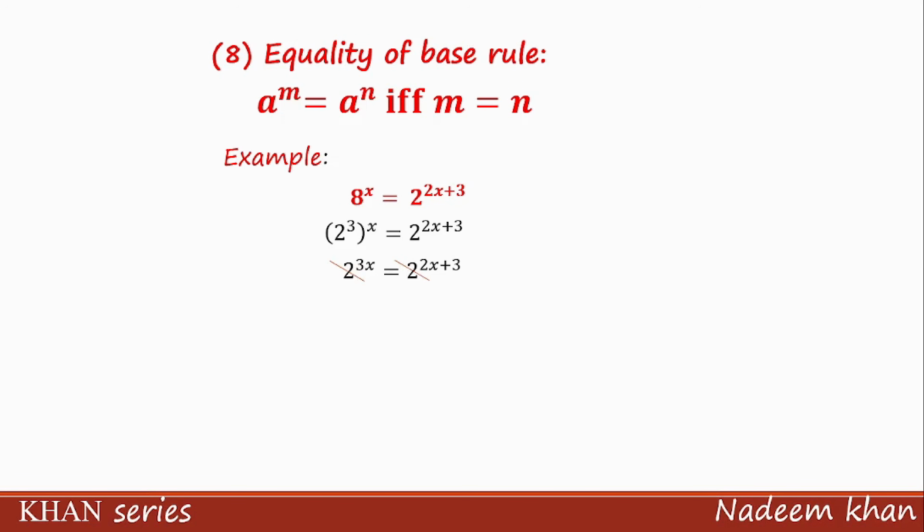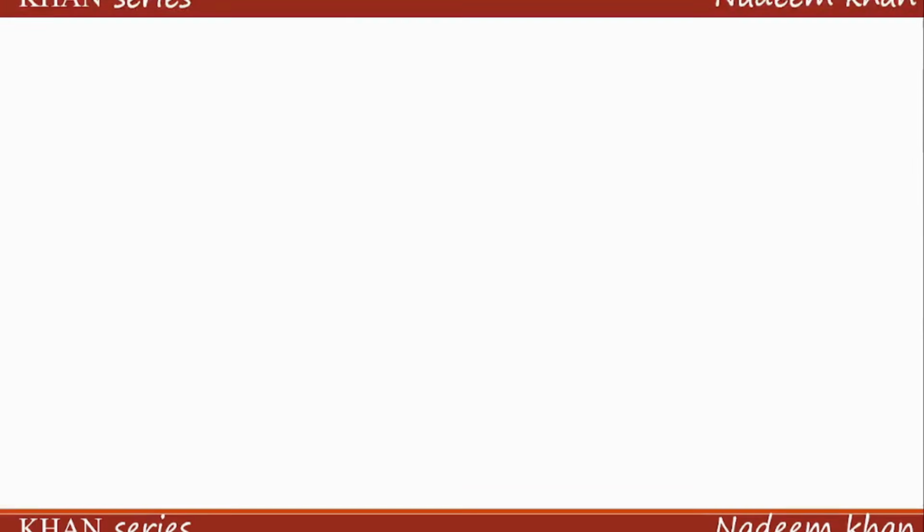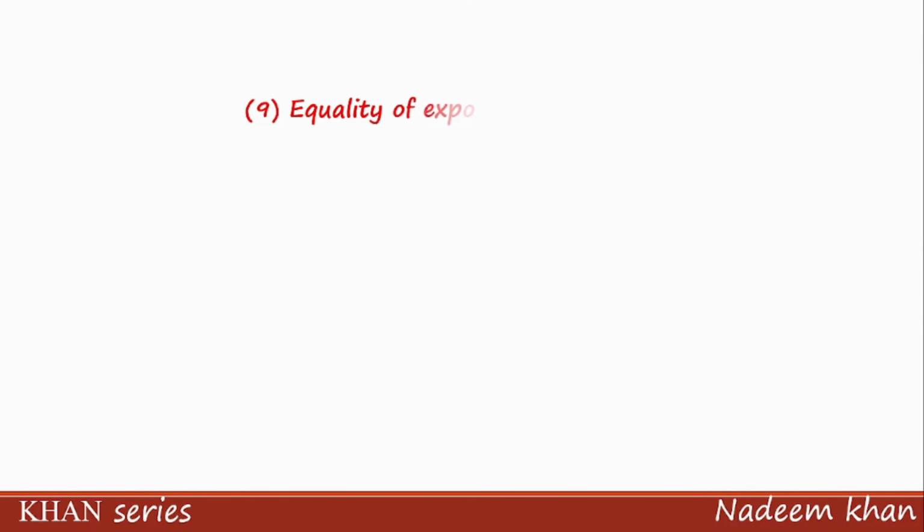Since bases are the same, we cancel the base and make the exponents equal. 3x equals 2x plus 3. 3x minus 2x equals 3. We get x equals 3. Rule number 9, equality of exponent rule. A to the power m equals b to the power m if and only if a equals b.